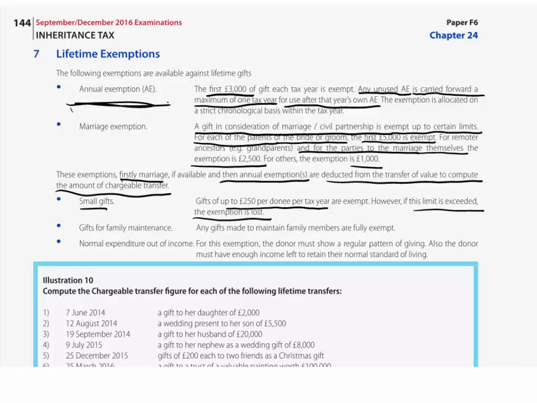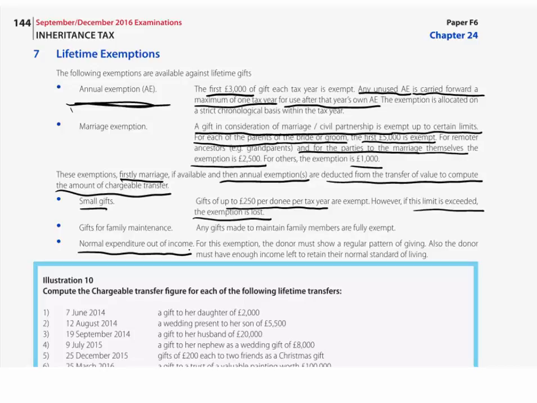Normal expenditure out of income. This is the other one, other than small gifts, the other one that we're most likely to have to deal with. Probably not in a computational setting, but more in a narrative one, either as part of an objective testing question, where you've got to work out or state which particular transfers would be exempt and which would not, or as part of a discursive answer, maybe to a Section C question, when advising your client, the taxpayer, on ways by which gifts could be made in lifetime and you could avoid IHT.